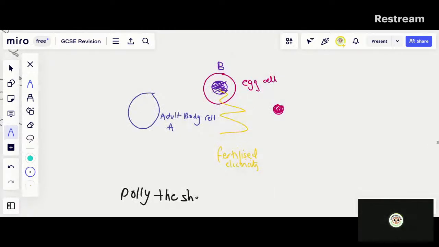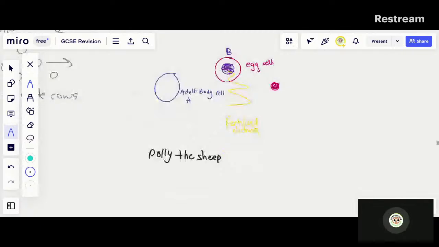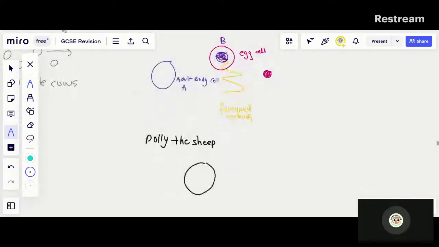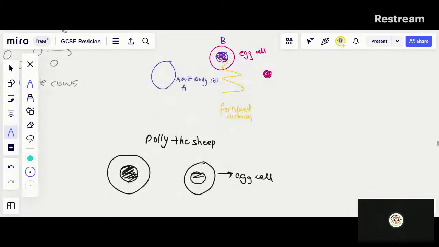So, with Dolly the sheep, they took a random egg cell. It could have been hers, it could have been anyone's. And then they took one of her cells. They then denucleated this egg cell and then put her nucleus into this egg cell, caused it to divide, and therefore a clone was made.